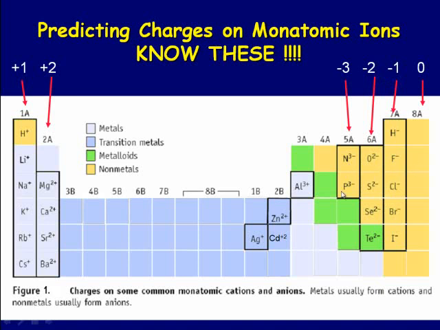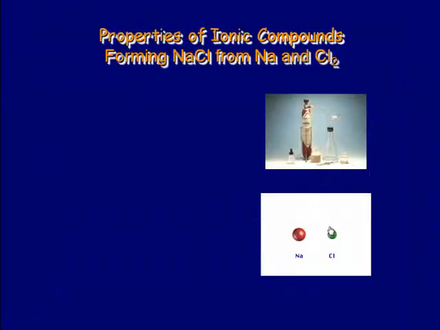There are 3 elements that you need to know. They are aluminum, which is a +3, zinc, which is a +2, and silver, which is a +1. Okay.